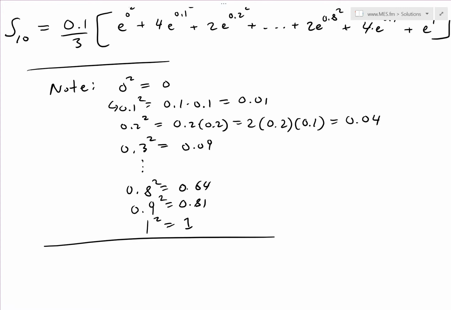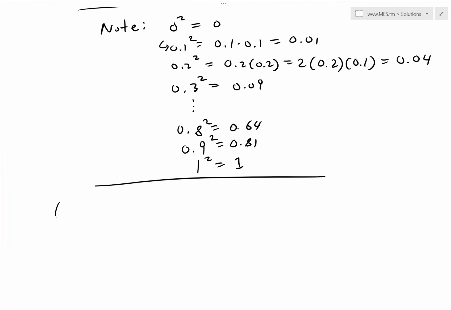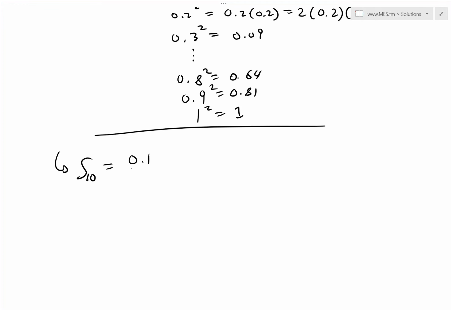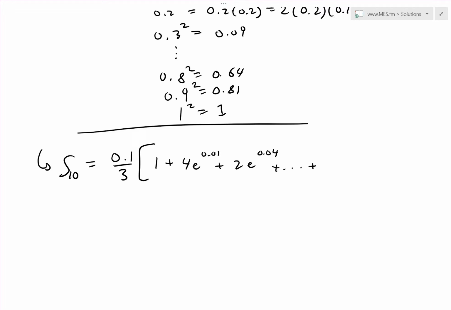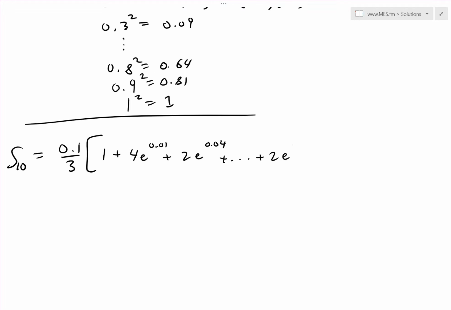So now if we put all this together, we have S of 10, Simpson's rule with 10 subintervals, equals 0.1 over 3. Now the first one is e to the 0, that's just 1, plus 4e to the 0.01, plus 2e to the 0.04, and then etc., all the way until we get to the 2e to the 0.64 plus 4e to the 0.81. The last one is e to the 1, which is just e.